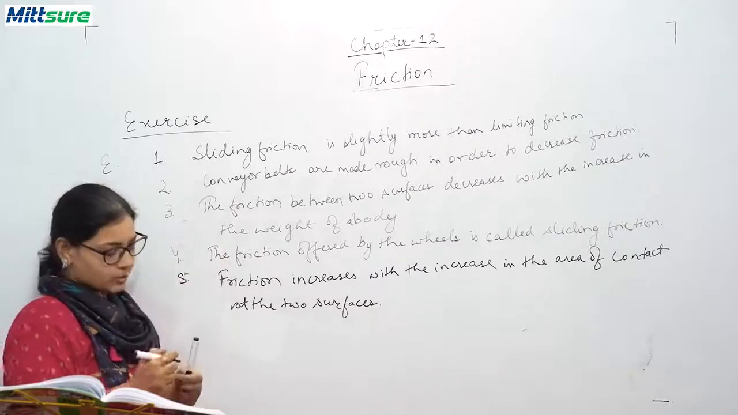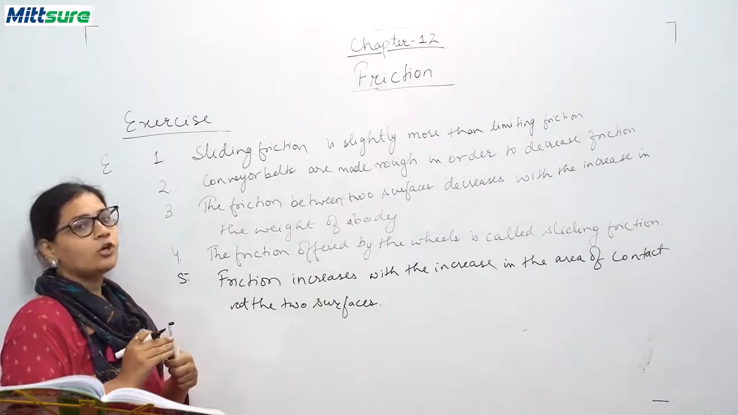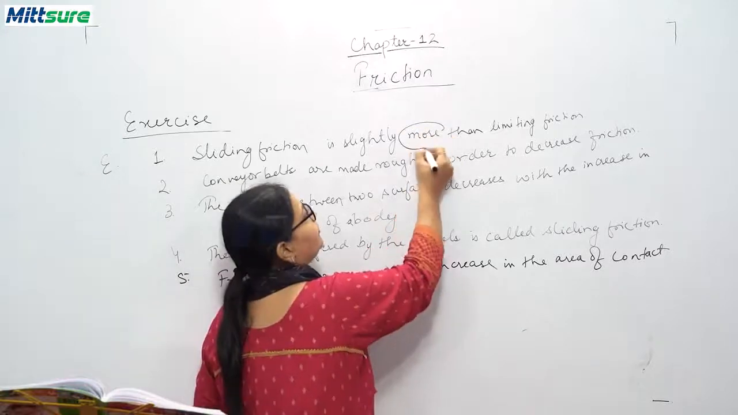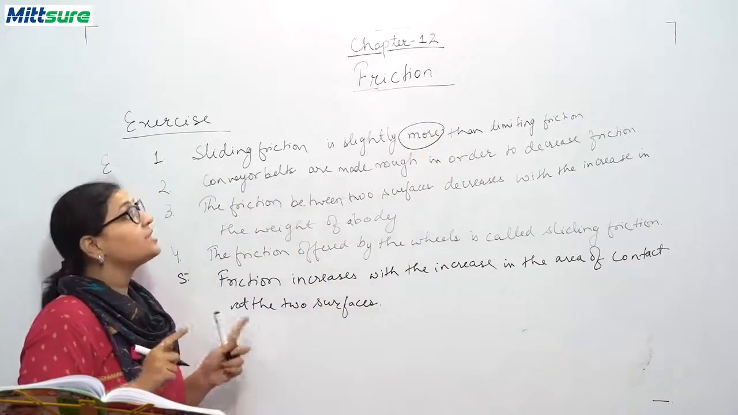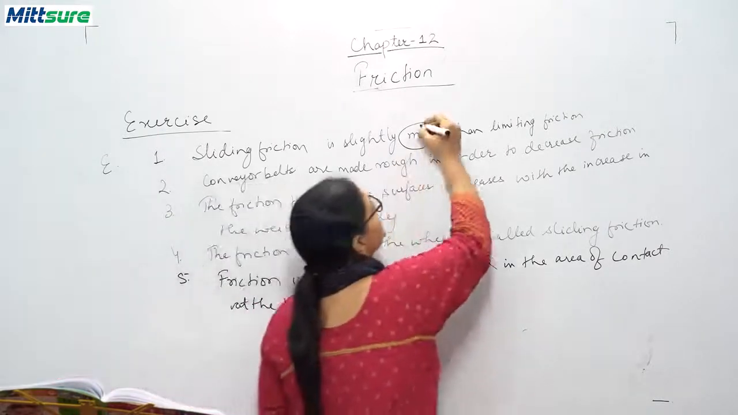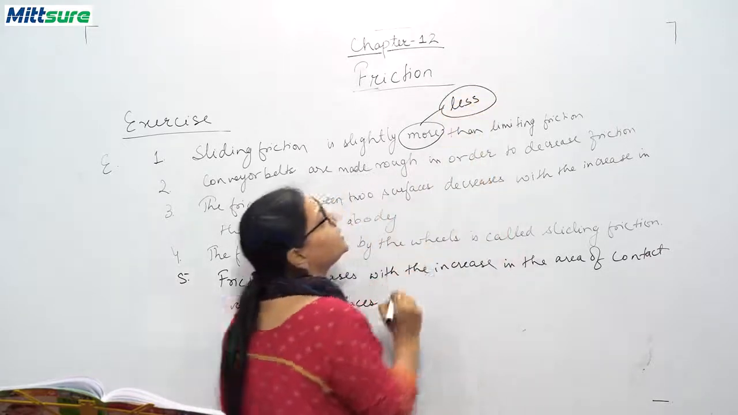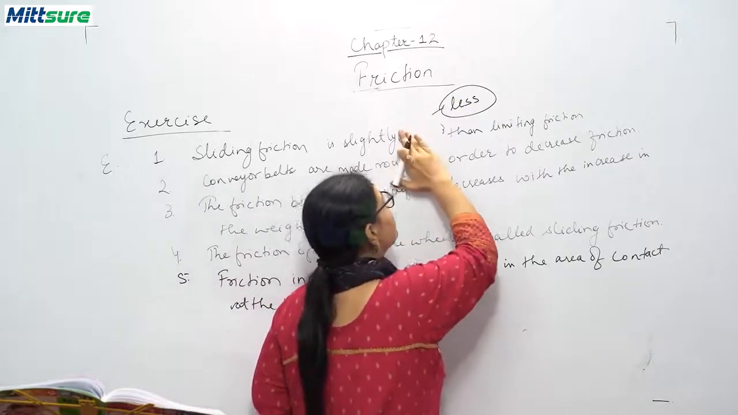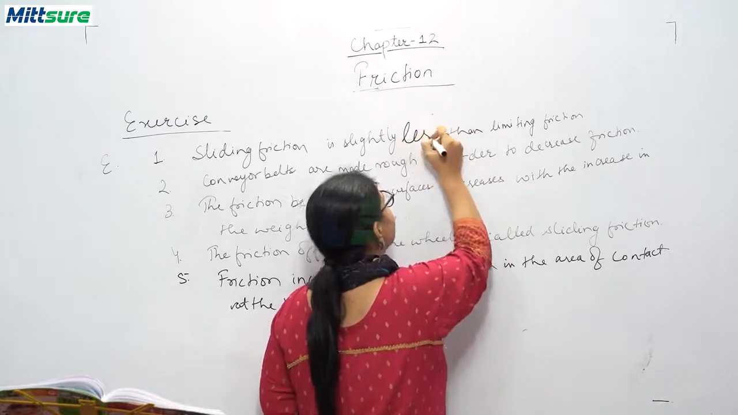Let's do the first question. Sliding friction is slightly more than limiting friction. Now students, this statement is wrong, and where it is wrong? Here. Okay. Now sliding friction or dynamic friction is slightly less than limiting friction. So from more, what will come here? Less. So this is the correct statement. So this statement will be replaced by this. Okay. So this will be less.